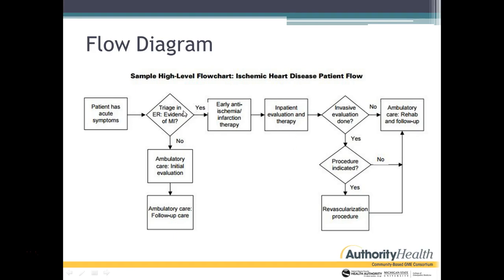Now, if you have an adverse event, it's important to do your flow diagram of what actually happened. This is what's supposed to happen, right? This is the plan. Now, if you process or you map out what actually happened, you can see where the deviation from the normal occurred.